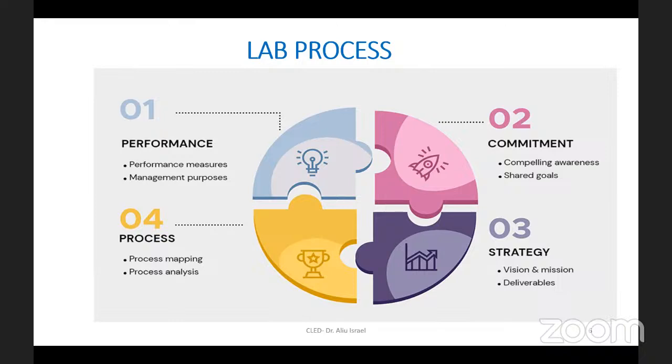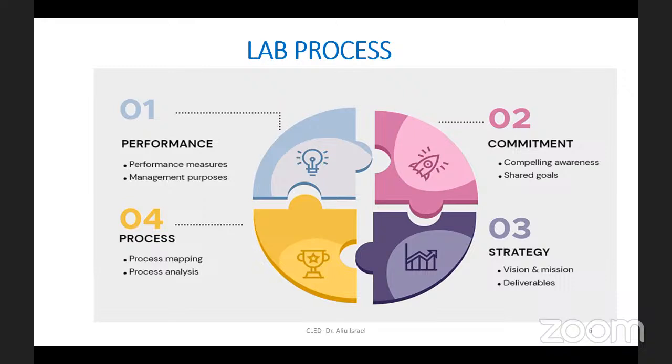Four key things determine the success of any process. One, we talk about commitment. Two, we talk about strategy. Three, we talk about the process. Four, we talk about performance. Now, these four key areas determine the success of any process.